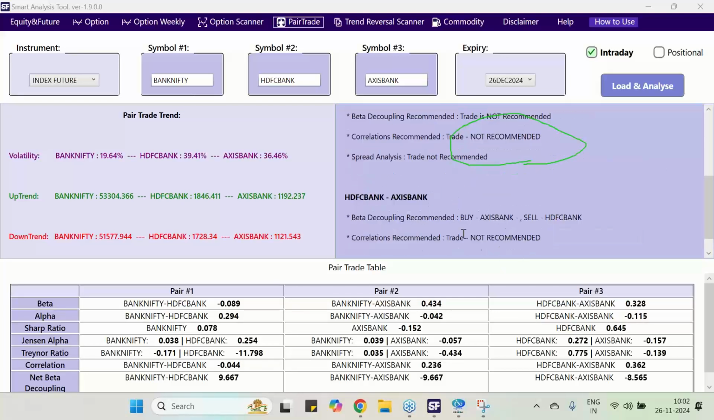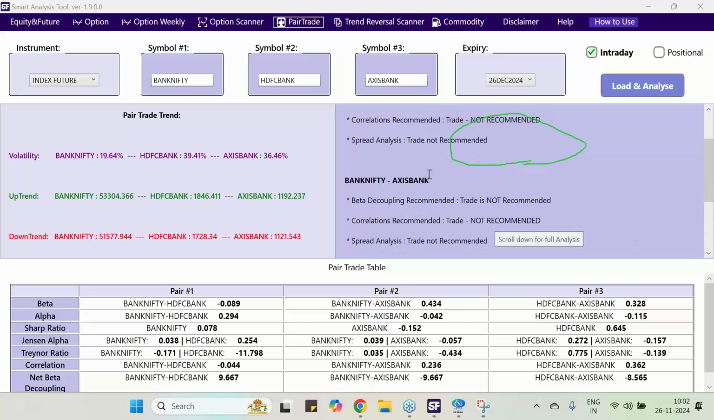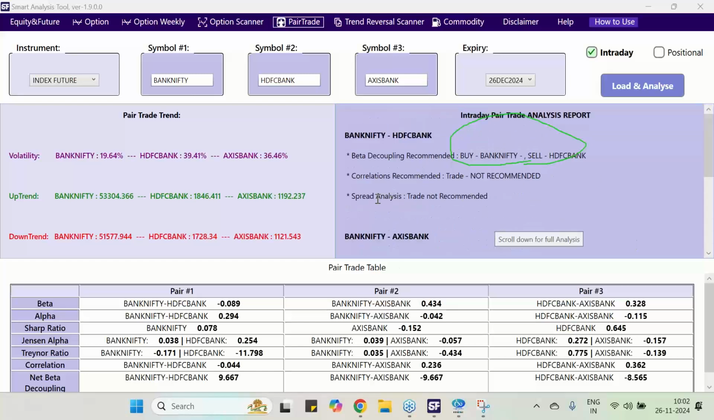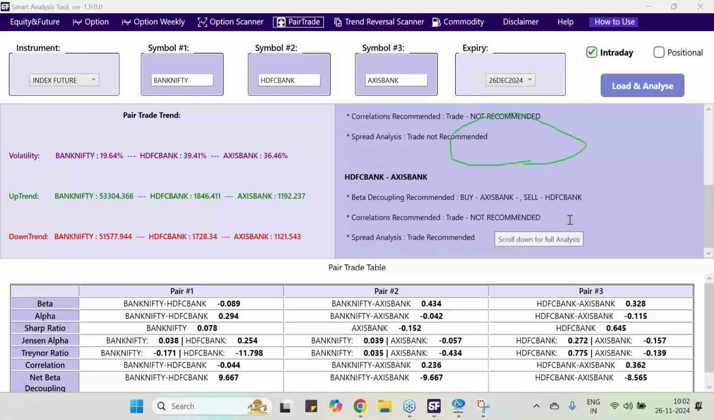ये दोनों में रिकमेंड किया बट इसमें विथ द अदर स्टडीज कोरिलेशन नॉट फेवरेबल, स्प्रेड आल्सो नॉट फेवरेबल. हियर इट इज कोरिलेशन नॉट फेवरेबल, स्प्रेड इज फेवरेबल एंड डिकपलिंग भी रिकपल हो रहा है. So this is also one part you observe.